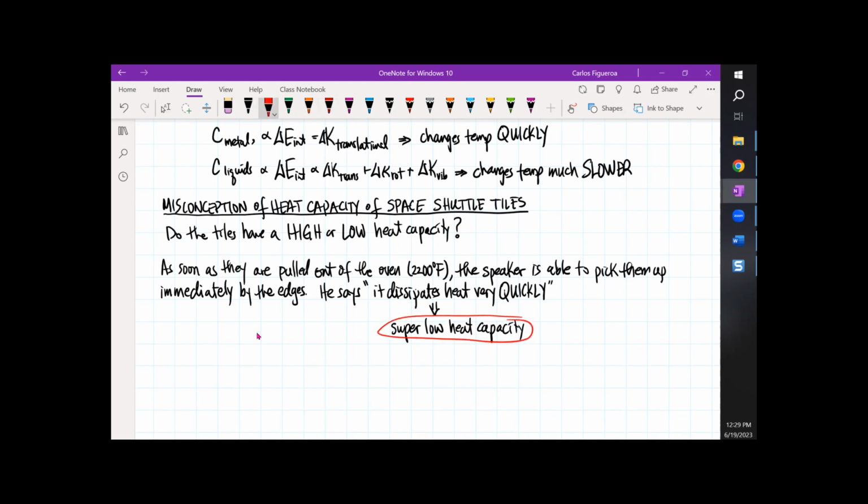This is not correct. And the reason why it's not correct is that there's a couple of reasons. Okay, this is not correct for these reasons here. Don't you remember he says that the speaker stated it takes hours to heat up. If it takes hours to heat up, this immediately tells you that it has a large heat capacity.